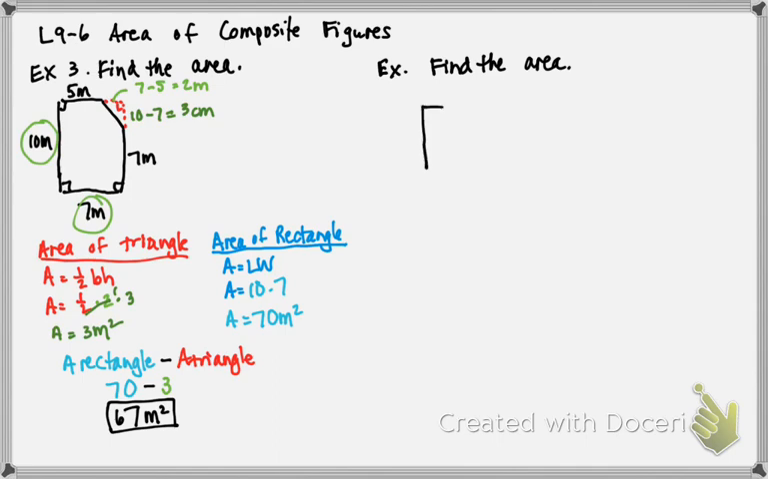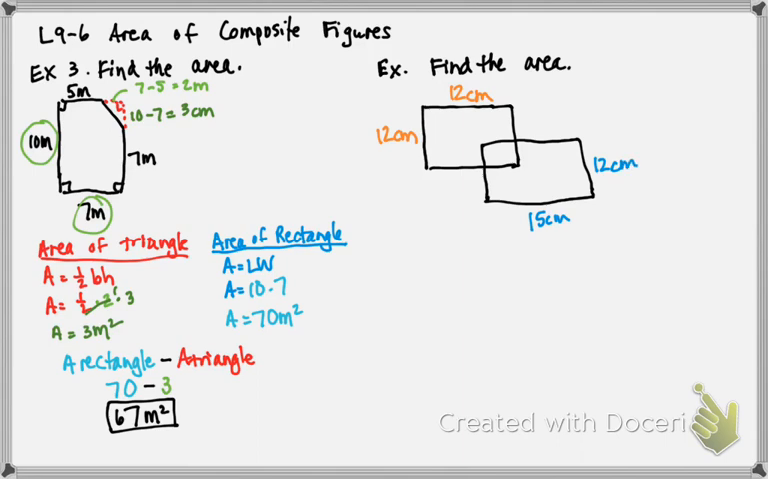So we've got 2 rectangles, but they interact with each other in a pretty strange fashion. So trust me when I say these are rectangles. Okay, let's get some numbers in here. We have 12 centimeters and 12 centimeters. For the other guy, we've got 15 centimeters and 12 centimeters.